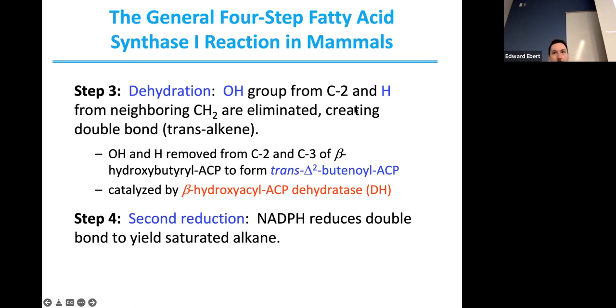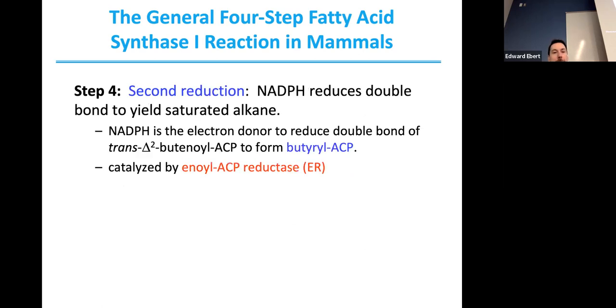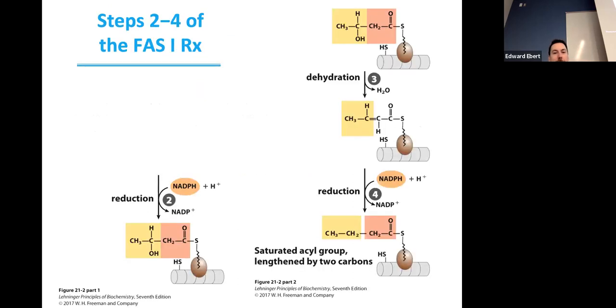Okay, so clearly now all we need to do is reduce across that double bond, add a couple more protons in there. So we're going to use another NADPH and give us a saturated alkane. Okay. All right. And this is our enoyl reductase, or ER. So KR is first and then ER. Okay. All right. And that's what we get.